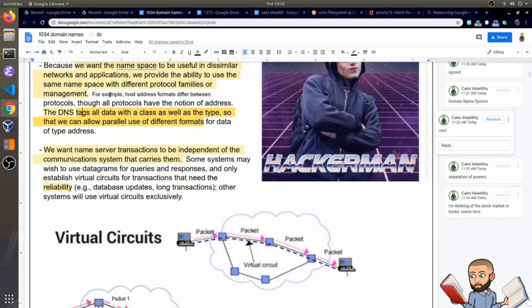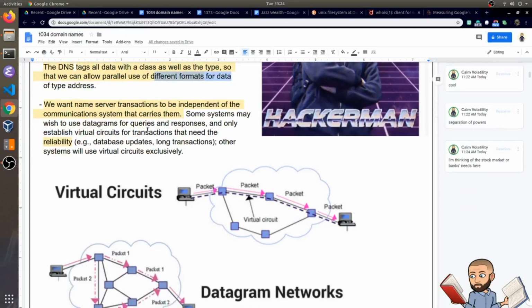So the domain name system tags all data with a class as well as the type so that we can allow parallel use of different formats for data of type address. They should have just put a period right there. So we want different formats of data, yes.